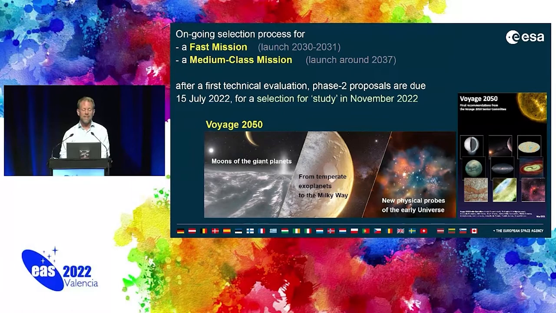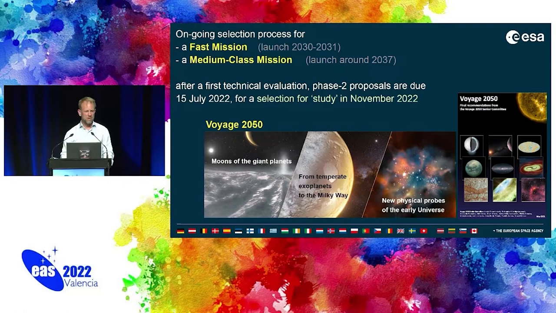The launch of that M7 would be then around 2037 or so. We are in the second phase, which is a technical evaluation, which is due in July, and we will select a few to study them in more detail at the end of November. And as I mentioned before, we have the Voyage 2050 exercise, which defines the three big schemes. Google it, ESA Voyage 2050. You can download the report and you'll see a little bit what's coming your way.